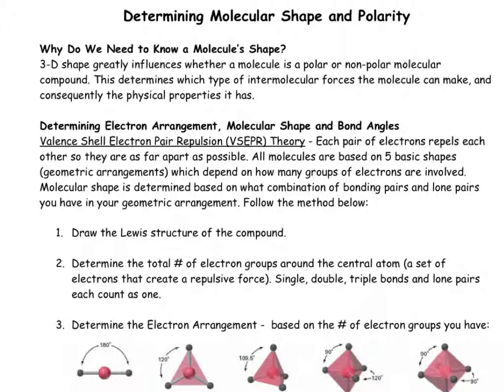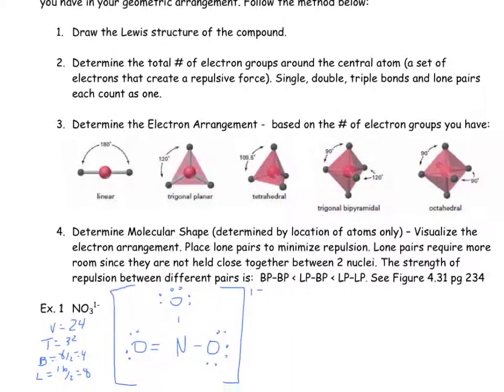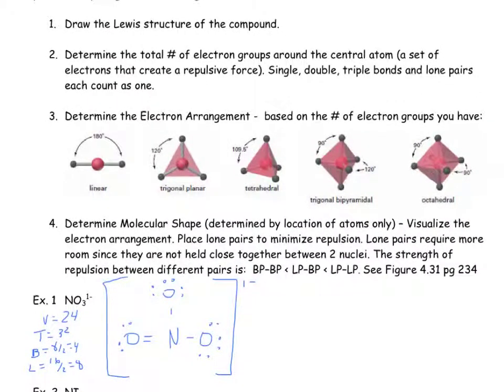Step 1. Draw the Lewis structure of the compound. Step number 2. Determine the total number of electron groups around the central atom. So an electron group is a set of electrons that create a repulsive force. So a single bond, a double bond, a triple bond, and a lone pair each count as one group. A double bond does not count as 2.